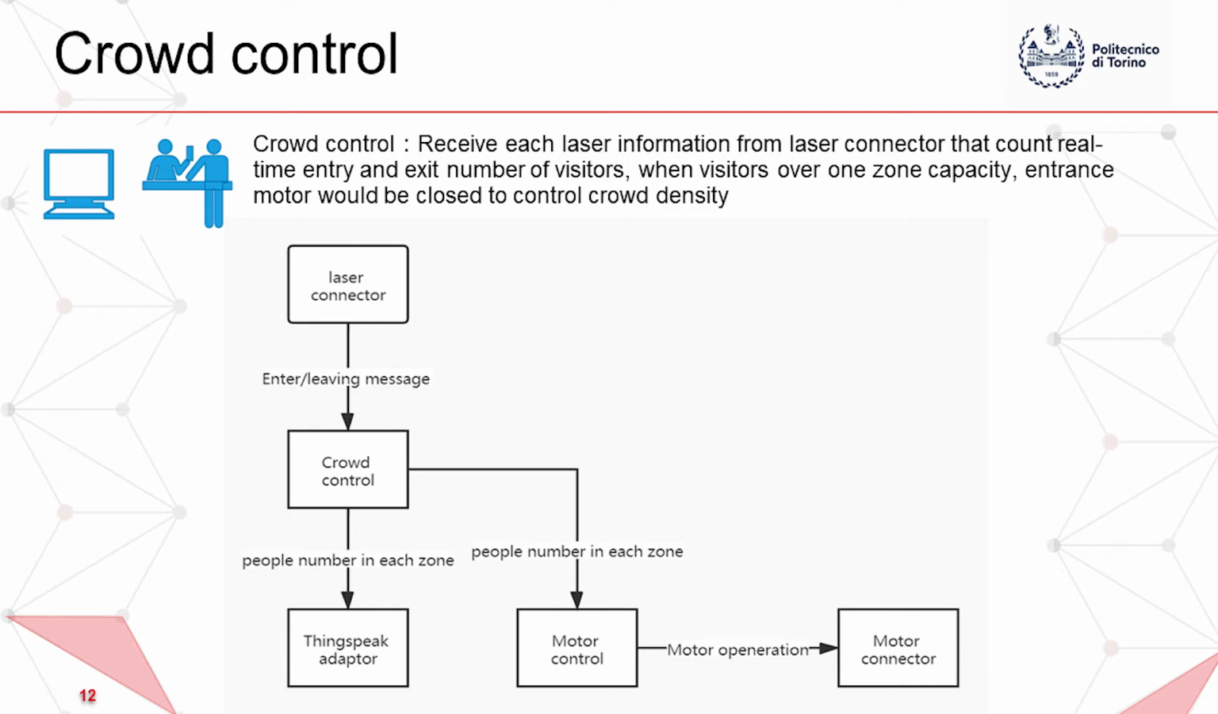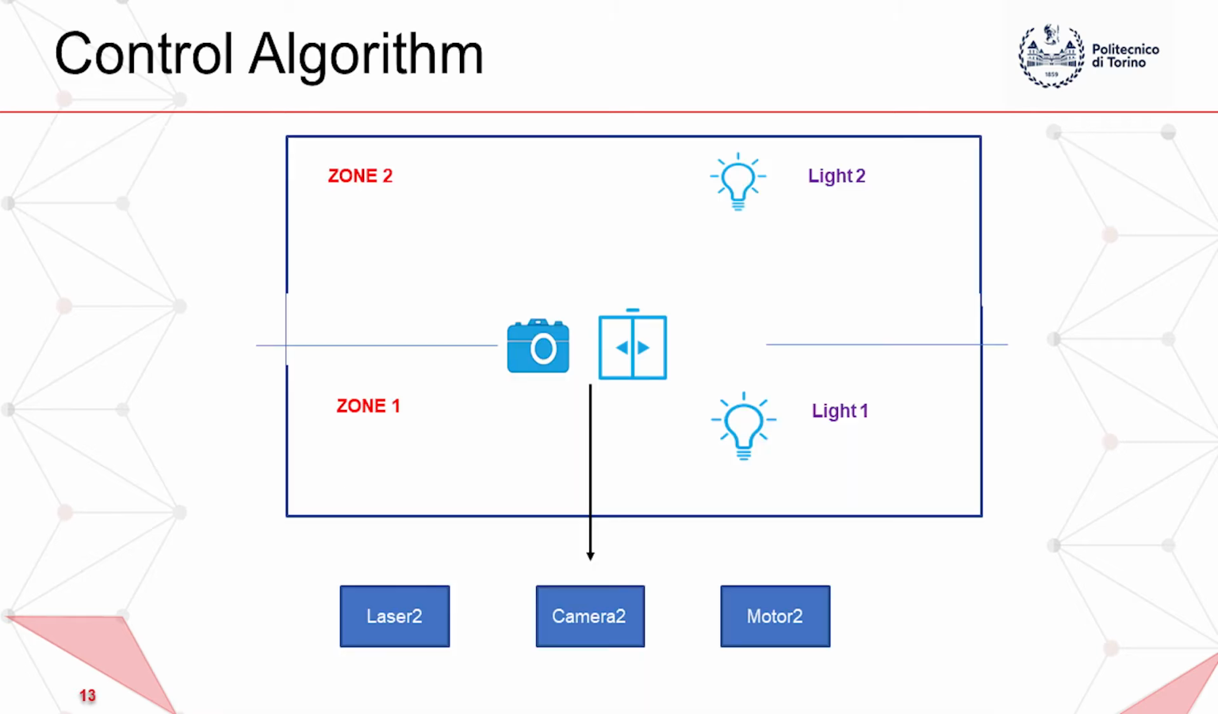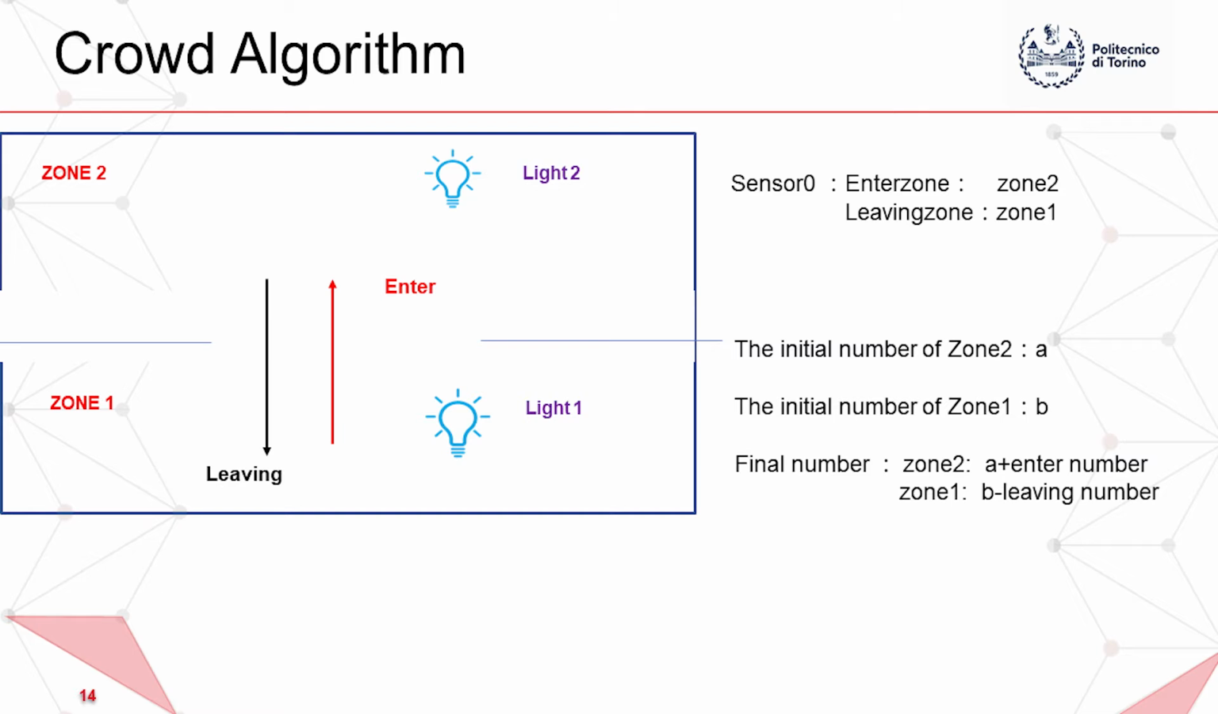The final crowd card would be transmitted to the ThinkSpeak adapter and motor control service. At the door of each zone, lasers and motors are installed. At the main entrance, a camera will also be integrated. Each device has its own ID number for data collection and management.